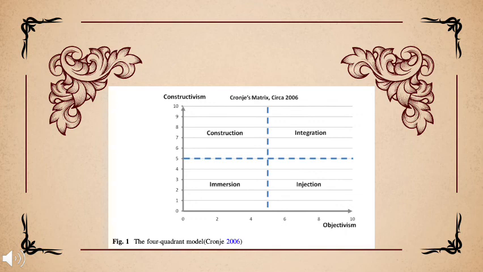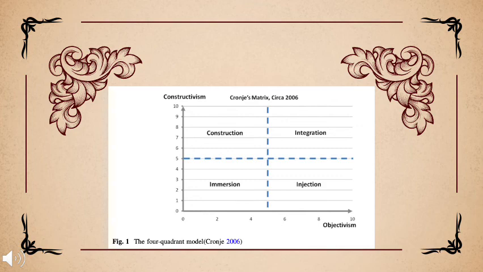The next one is the construction quadrant. Now this is high in constructivist elements and low in direct instruction. Here you'll see more problem-based learning or authentic learning because it's designed in such a way that the learners construct their own meaning by building on their previous knowledge and experience.